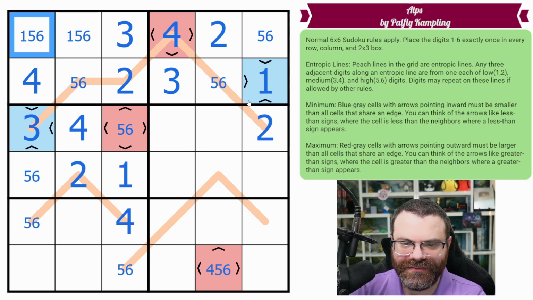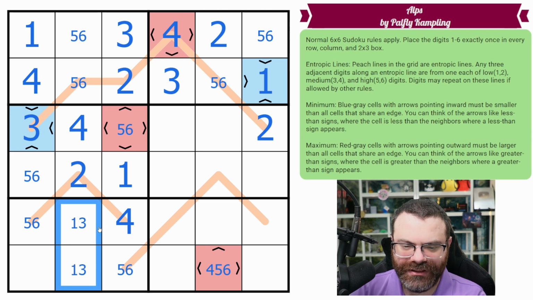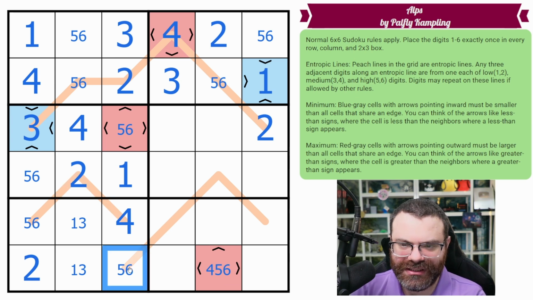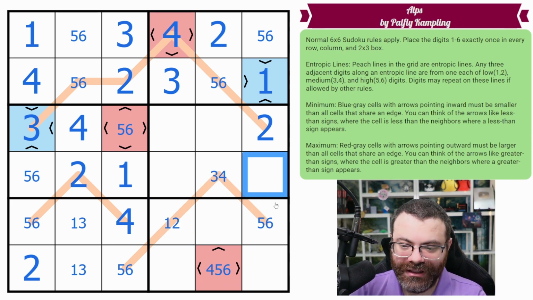This 5, 6 pair gives us a 1 here. We have a 5, 6 pair here. So this is from 1, 3. And then this has to be the 2 for the box in the column. Okay, that's good. This 5, 6 is high, and this can't be mid. So this has to be low, and now this is mid, and then now this is back to high. So these are both mid.